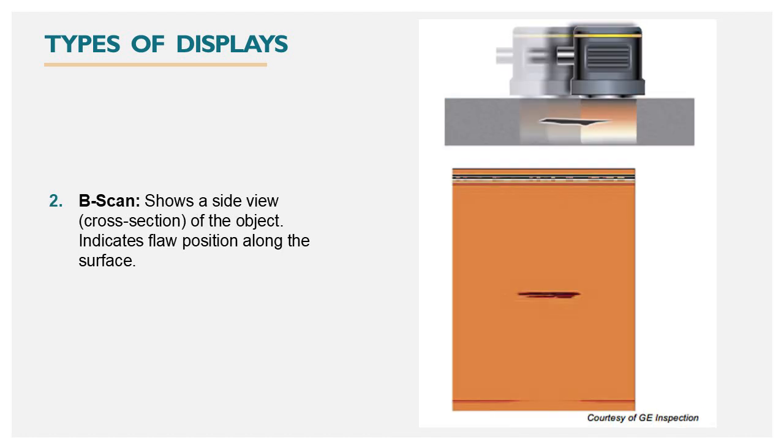Types of displays of ultrasonic examination or UT. Number 2 is B-scan, shows a side view, cross-section, of the object. Indicates flaw position along the surface.